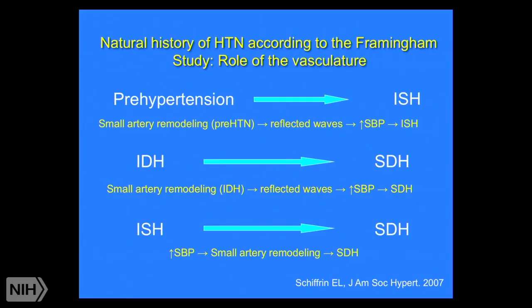And in the case of isolated systolic hypertension, the enhanced pulsatility, transmitted to the peripheral vasculature by the increased stiffness of the aorta, resulted in vascular injury at the level of the microcirculation and small artery remodeling and systodiastolic hypertension.